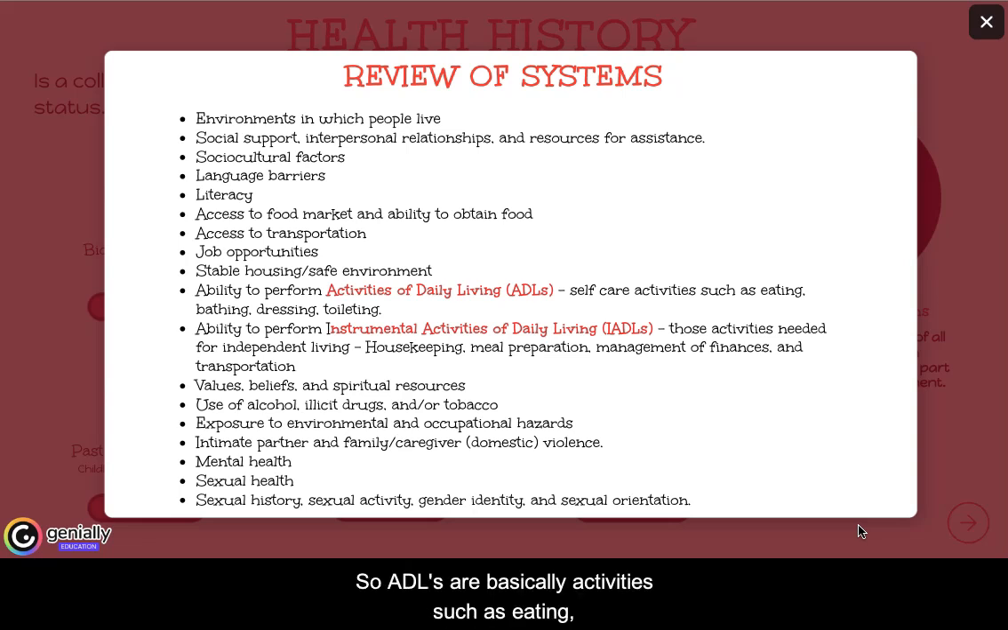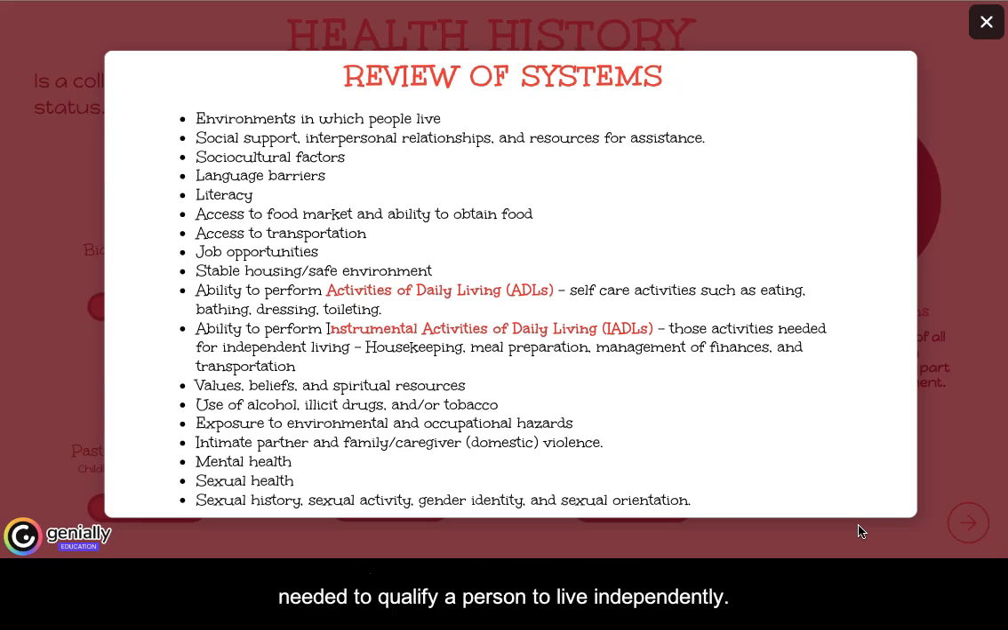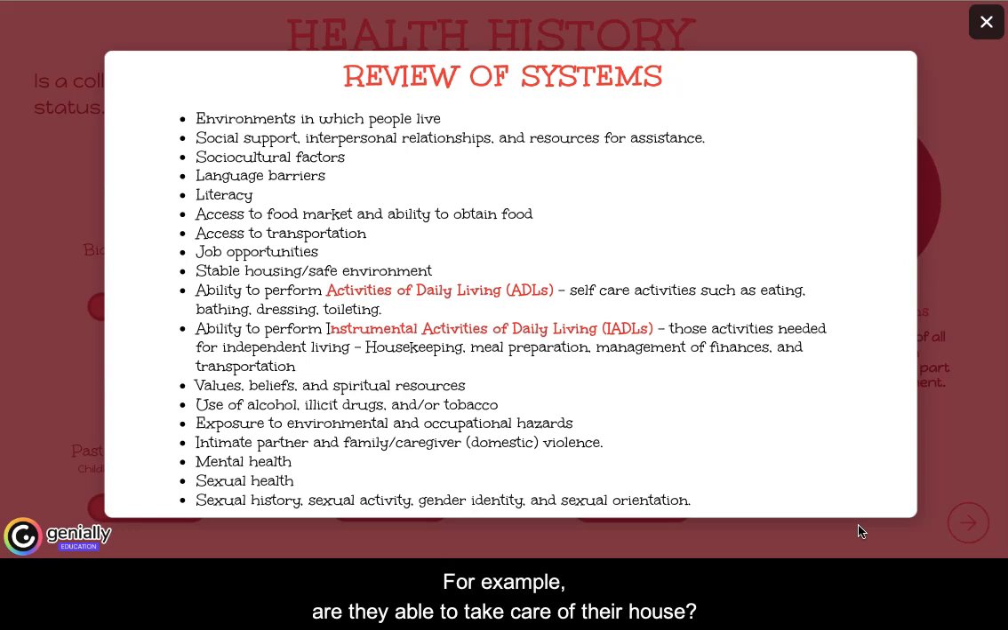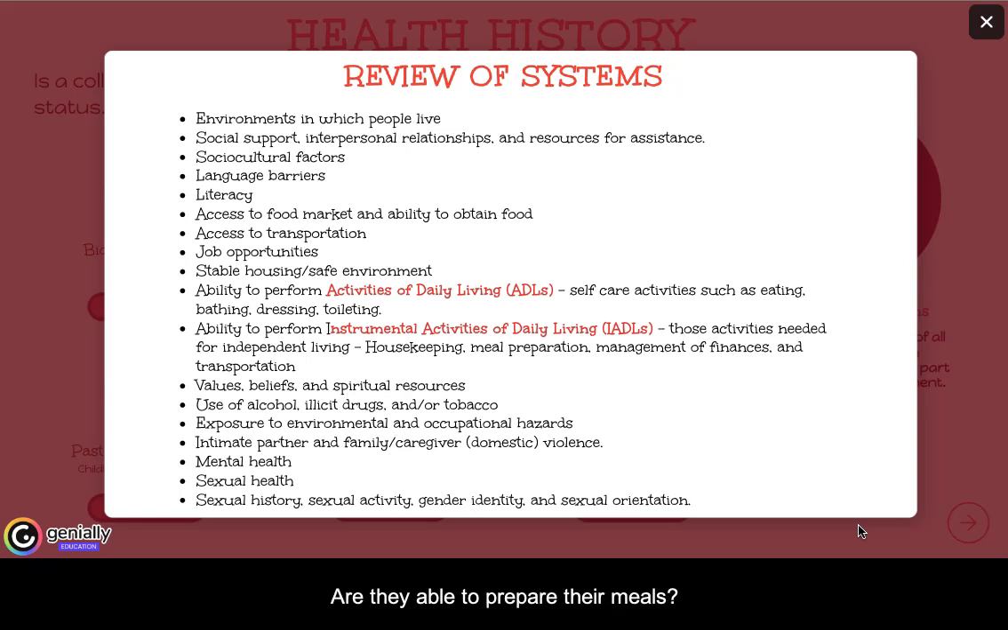ADLs are basically activities such as eating, bathing, dressing, toileting. Instrumental activities of daily living are activities that are needed to qualify a person to live independently. For example, are they able to take care of their house? Are they able to prepare their meals? Are they able to manage their finances? And are they able to provide transport to themselves, like drive to places, drive to their appointments, drive to the grocery store?